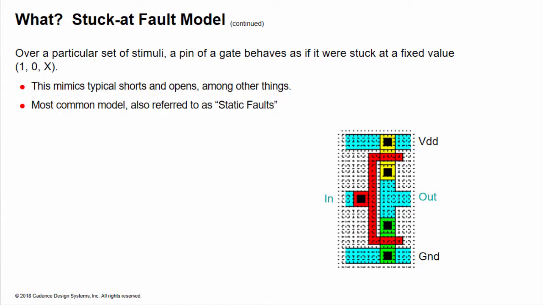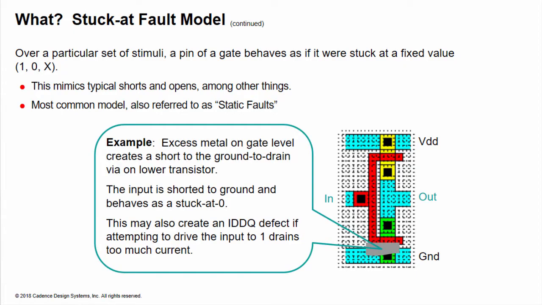For example, in this diagram of an inverter, we assume that due to a manufacturing process problem, not all of the metal shown in red is etched away properly, leaving an excess of metal at the bottom of the shape that would be the transistor gate.